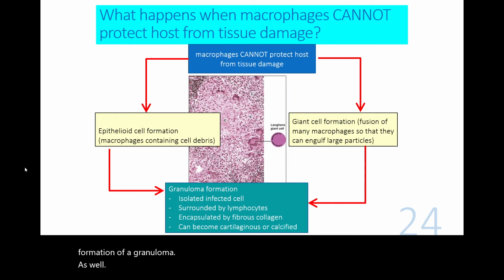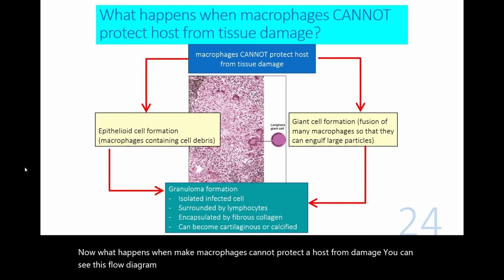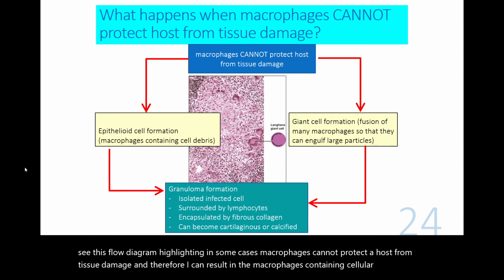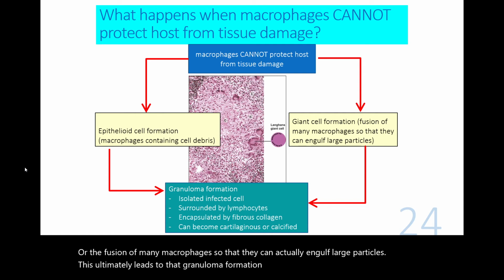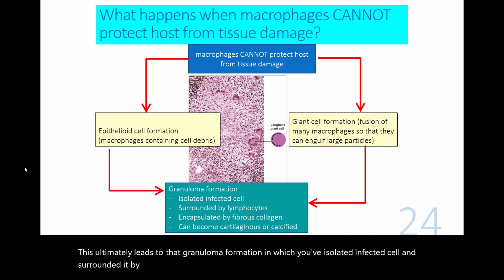Now, what happens when macrophages cannot protect a host from damage? You can see this flow diagram highlighting that in some cases, macrophages cannot protect a host from tissue damage, and therefore it can result in the macrophages containing cellular debris or the fusion of many macrophages so that they can actually engulf large particles. This ultimately leads to that granuloma formation in which you've isolated an infected cell and surrounded it by lymphocytes and can encapsulate it with a fibrous collagen.